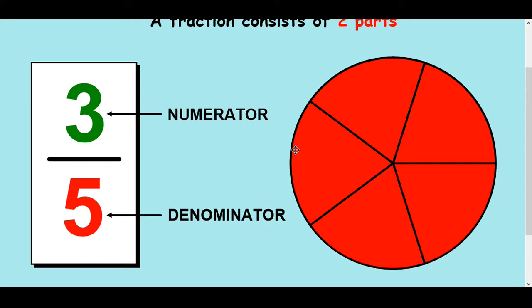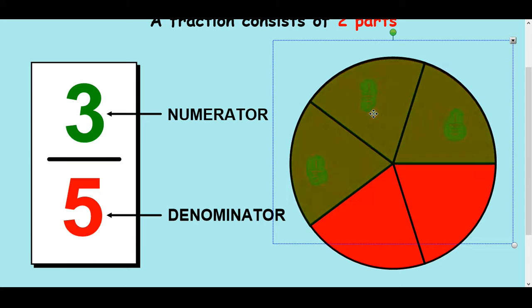The bottom number is how many bits the thing is split up into. The top number is how many you have. So for example there, we've got 3 green bits out of a total of 5, just to remind you there.